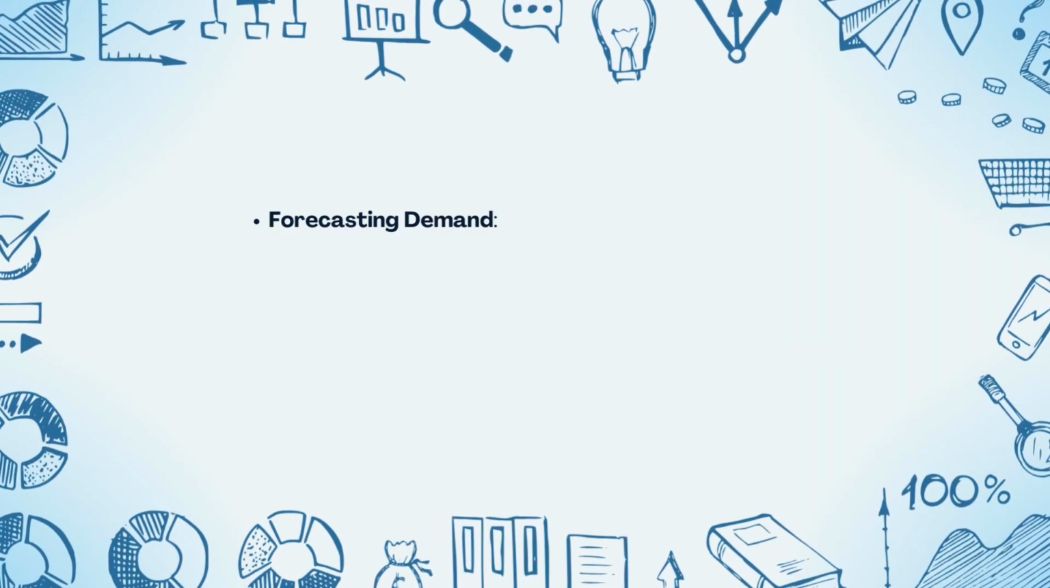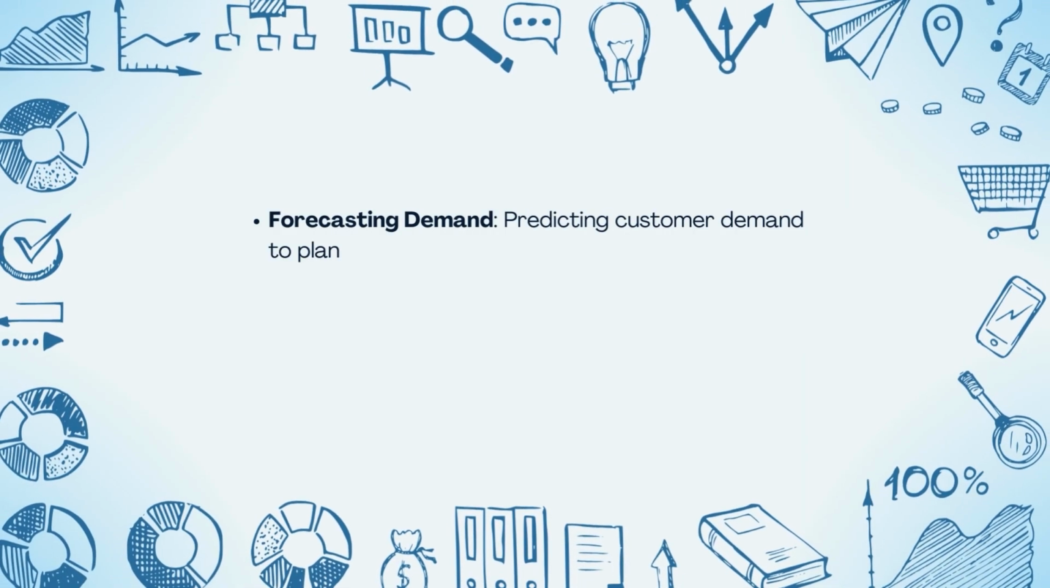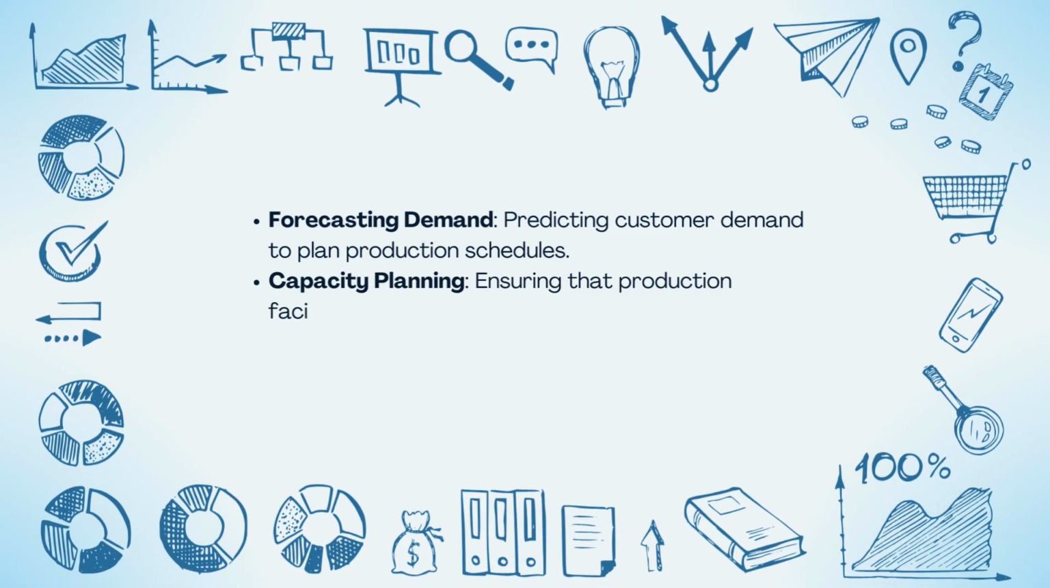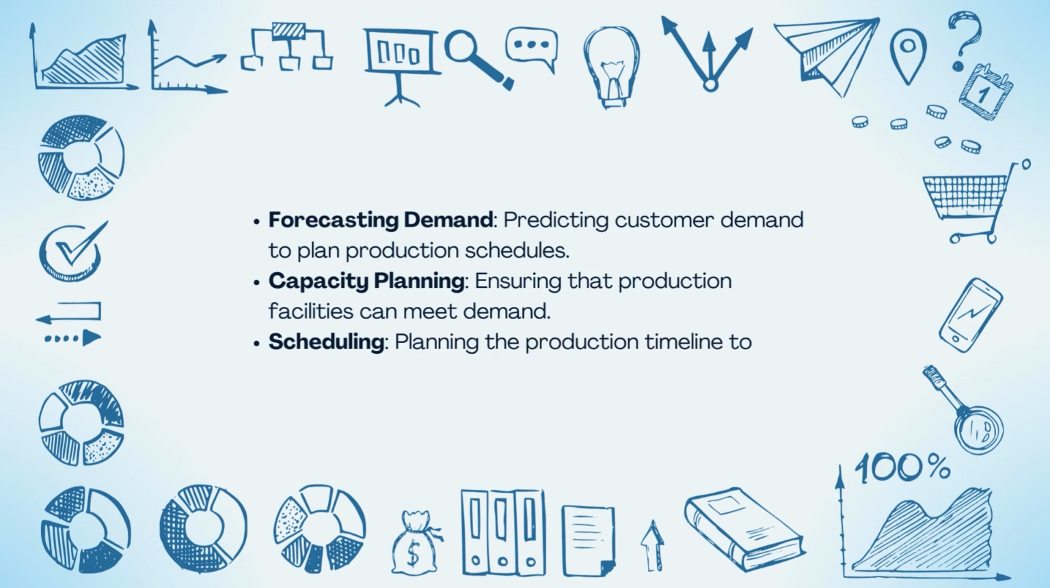Number 1 is forecasting demand. Predicting customer demand to plan production schedules. Number 2 is capacity planning. Ensuring that production facilities can meet demand. Number 3 is scheduling. Planning the production timeline to meet deadlines and optimize resources.